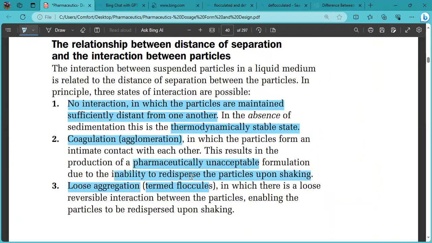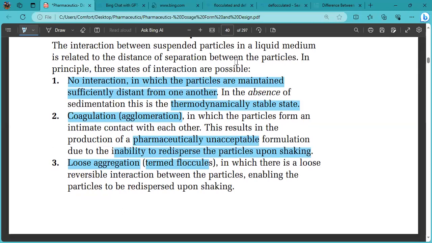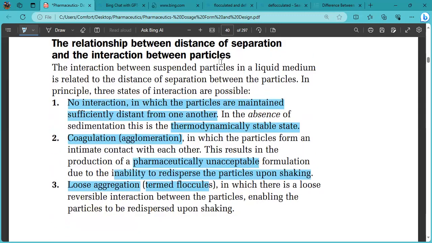Yeah. So the relationship between the distance of separation and the interaction between particles, that's the second part. We finished talking about the presence of electrical charge on the suspension, and then it's the second one. So there are three possible scenarios of what could happen.